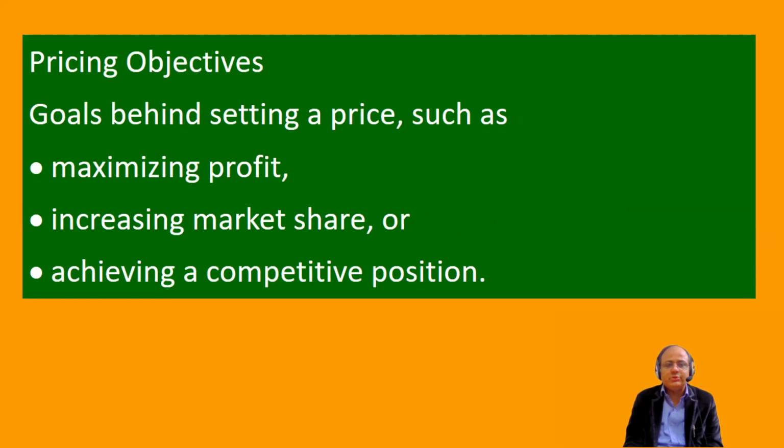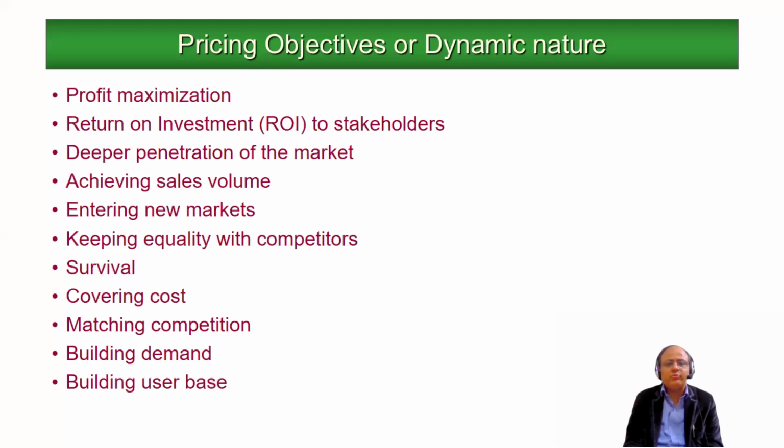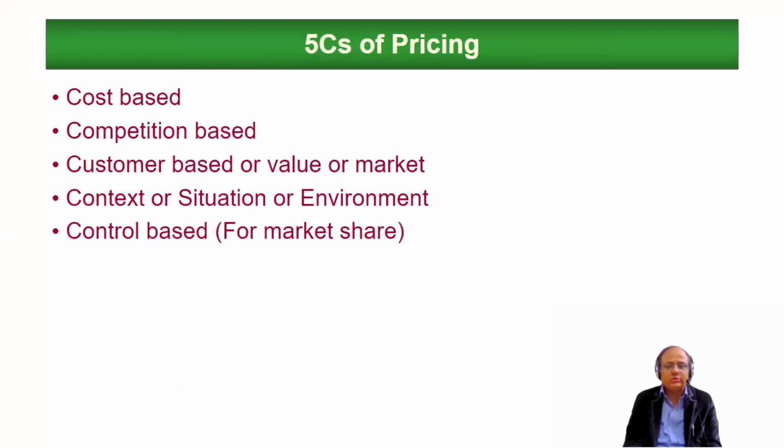Now let us understand the key dimensions of the pricing mix. The first dimension is the pricing objectives. The main idea behind setting a price is to maximize the profit, increase the market share, and achieve a competitive position in the market. There could be a number of pricing objectives. One is ROI to stakeholders. Second is market penetration. Third could be market development. Fourth could be coverage of the cost, and so on. As you can see from my slide, there are multiple pricing objectives: survival, matching competition, and building a larger user base, because the pricing would give more customers.